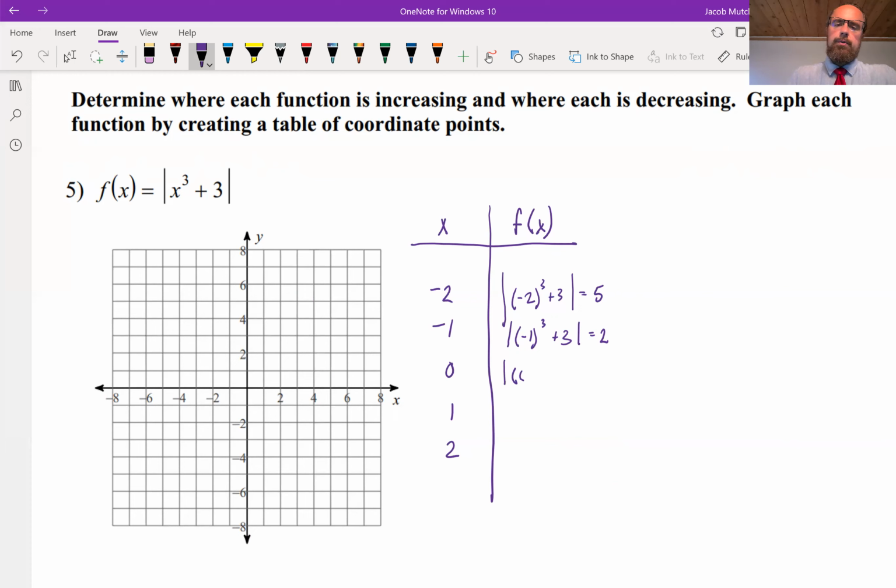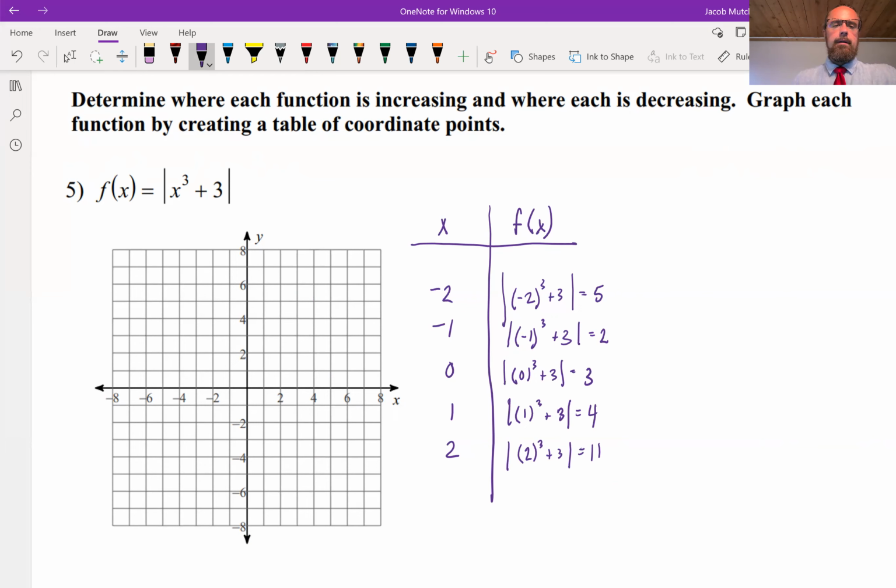Then with 0, so 0 cubed plus 3 is going to equal 3. And then we kind of get a sense here, these are all positive values, so I don't really have to do much with absolute value now. That's just 4, and then 2 itself, if I cube 2 rather, is 8 plus 3, that's 11. So I really need to think about how this is going to look on the graph.